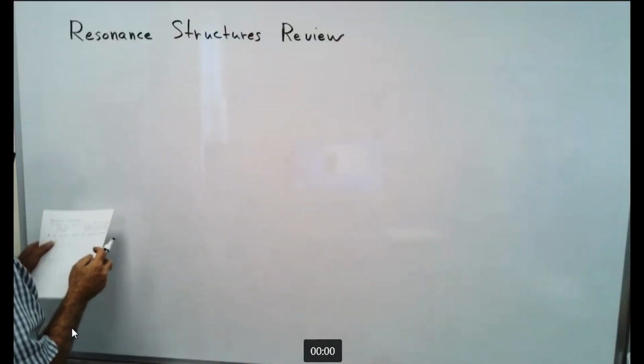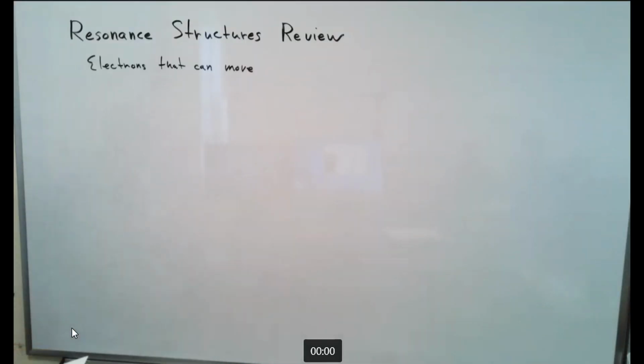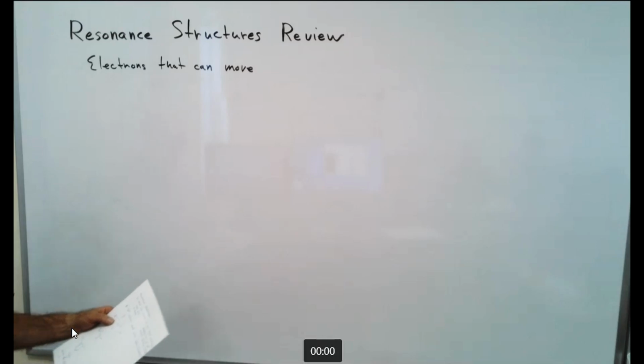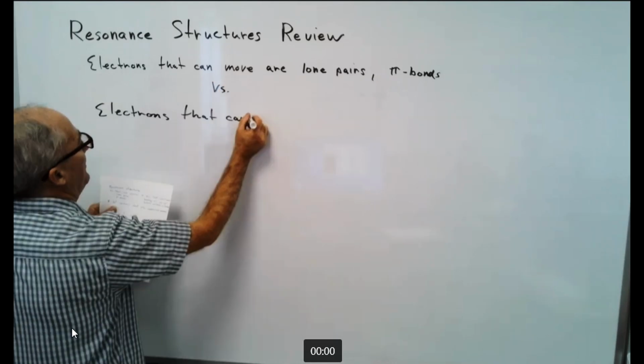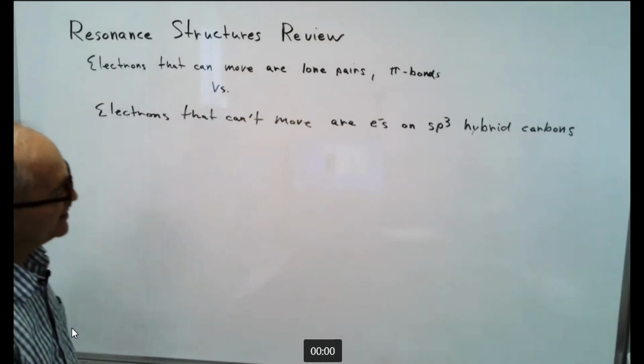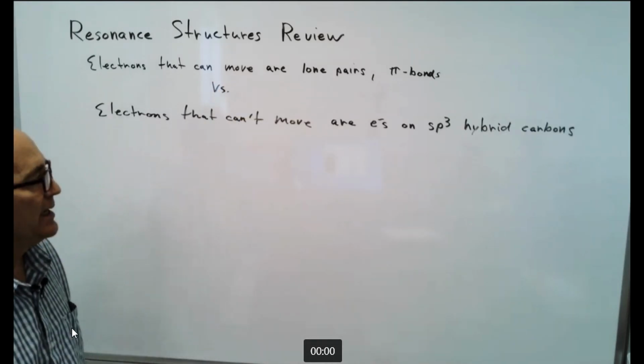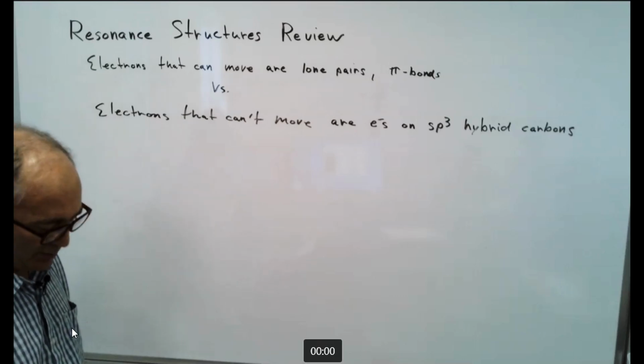What do you know about resonance structures? Well, resonance structures differ only by the placement of electrons. So electrons that can move are lone pairs and pi bonds. Electrons that can't move are typically found on an sp3 hybrid carbon.